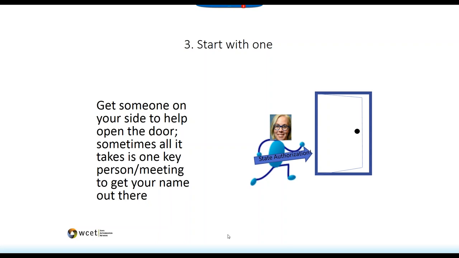I'll just keep going. The next one I found is to start with one. What I mean by this is to at least get someone on your side to help open the door, because I found that sometimes all it takes is one key person or one key meeting to get your name out there.